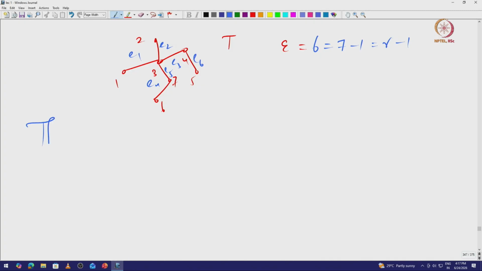So, here is the theorem. If T is a tree, then the number of edges must be equal to the number of vertices minus 1. So, how can one prove this? One can prove it using induction, induction on the number of vertices.